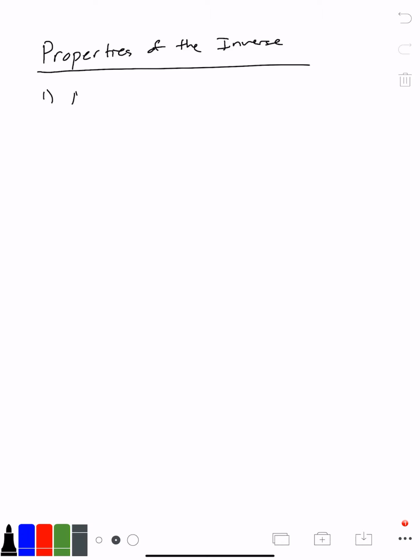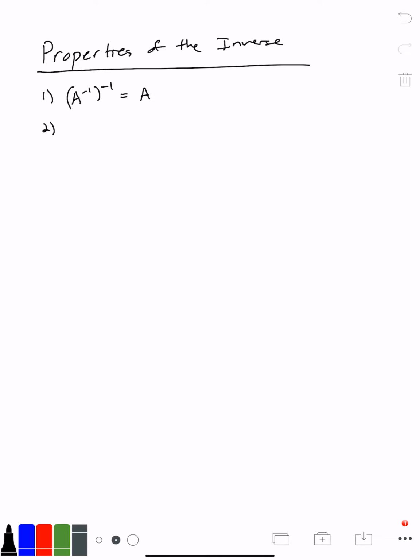Now we're going to finish off section 2.2 talking about the properties of the inverse. So some quick ones here. If you have a matrix and you take the inverse of it, you get a new matrix. And if you take the inverse of that, it's always going to get you back to your starting point. So that's kind of a nice little property here.